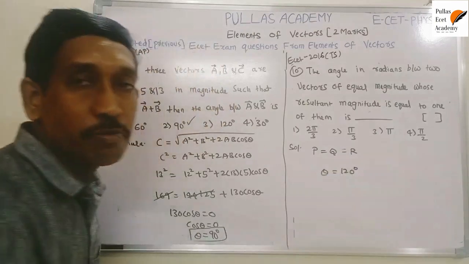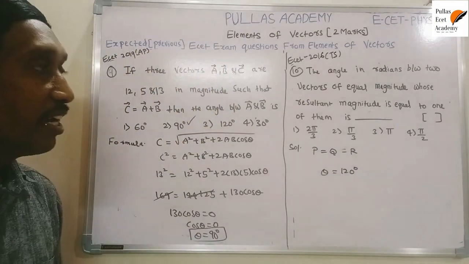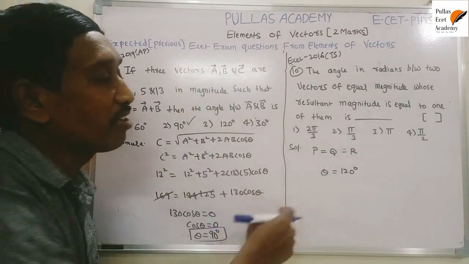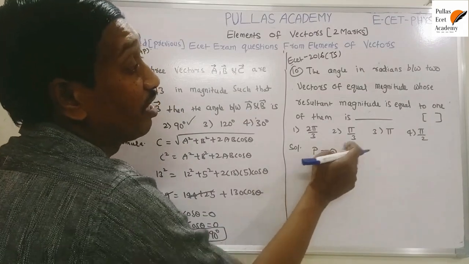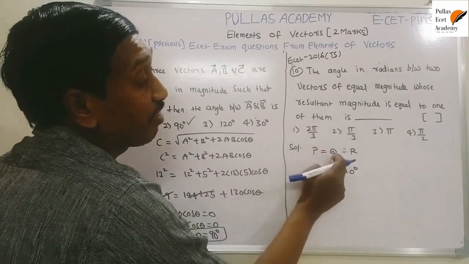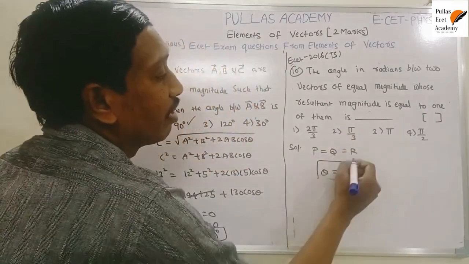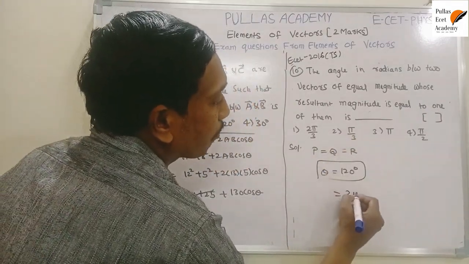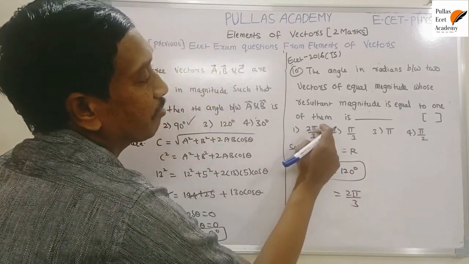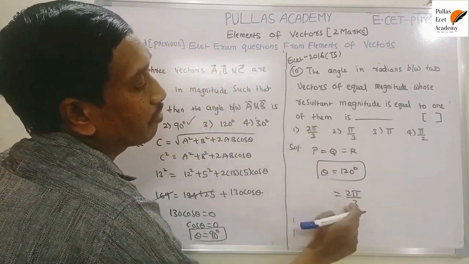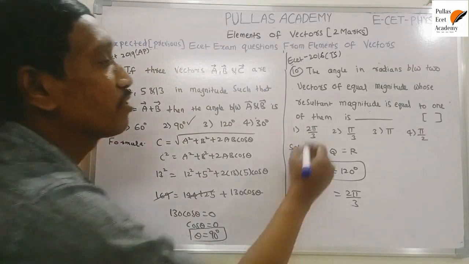Directly 120 degrees. I explained this solution in the concept. Based on that concept, if the resultant vector and each of the vector magnitudes are similar, what is the angle here? 120 degrees. Directly recall it. 120 degrees in radians is 2 pi by 3: 2 pi means pi is 180, divided by 3. So if you simplify, you get 2 pi by 3 as the suitable answer.